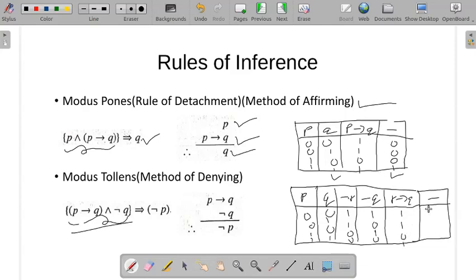Okay, now let's see the truth value of this whole compound proposition. So P conditional Q and negation Q, we have these two. So this first one is true, 1, the second one is false, the third one is false, the fourth one is also false. This is the truth value of our compound proposition.